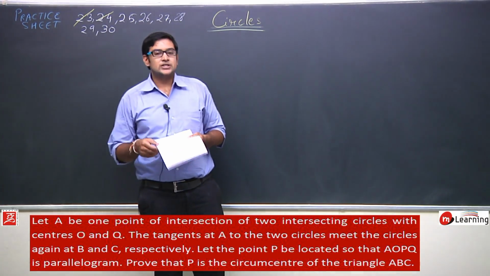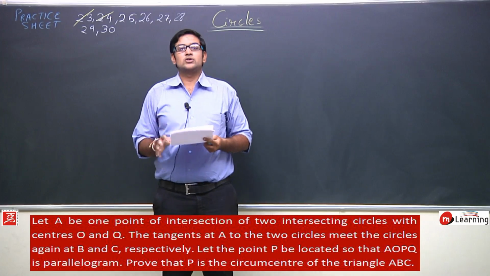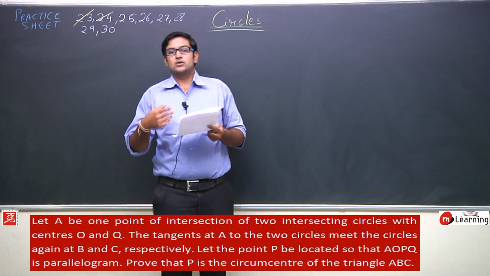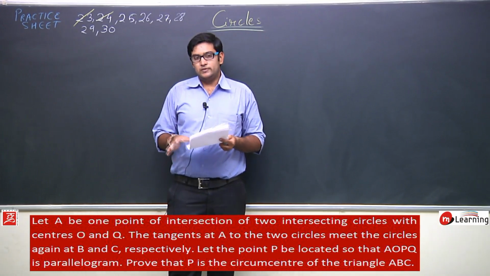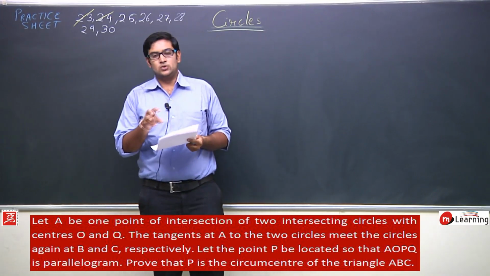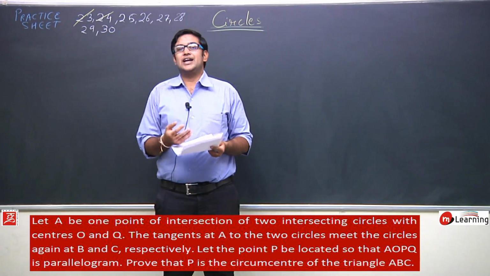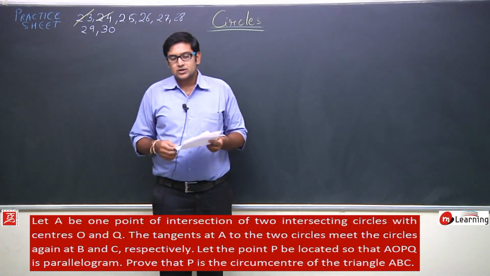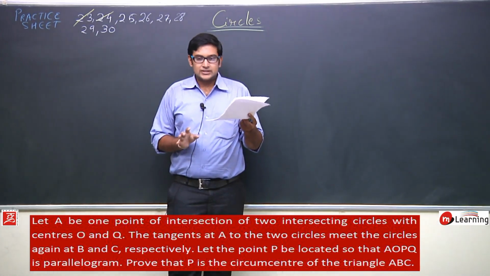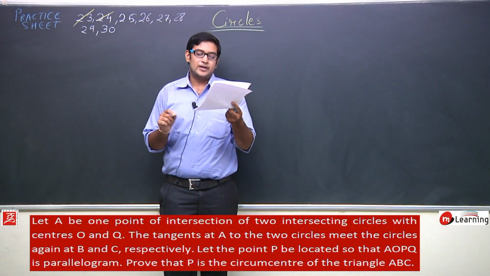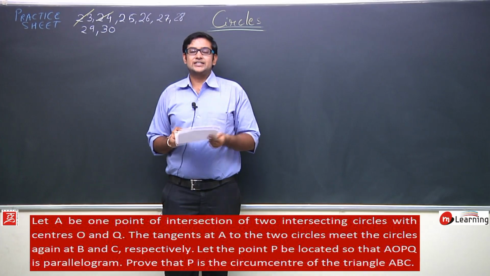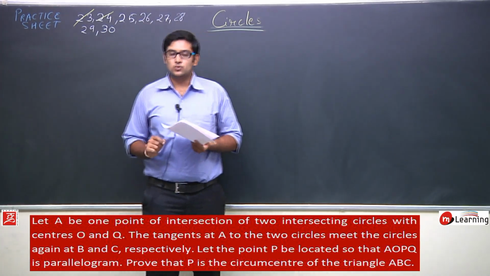Okay, so this is a very long question. It might look horrible at first look. So what we are going to do is break this question into smaller parts and try to understand each and every line. So let us read the first line. The first line says, let A be one point of intersection of two intersecting circles with centers O and Q.